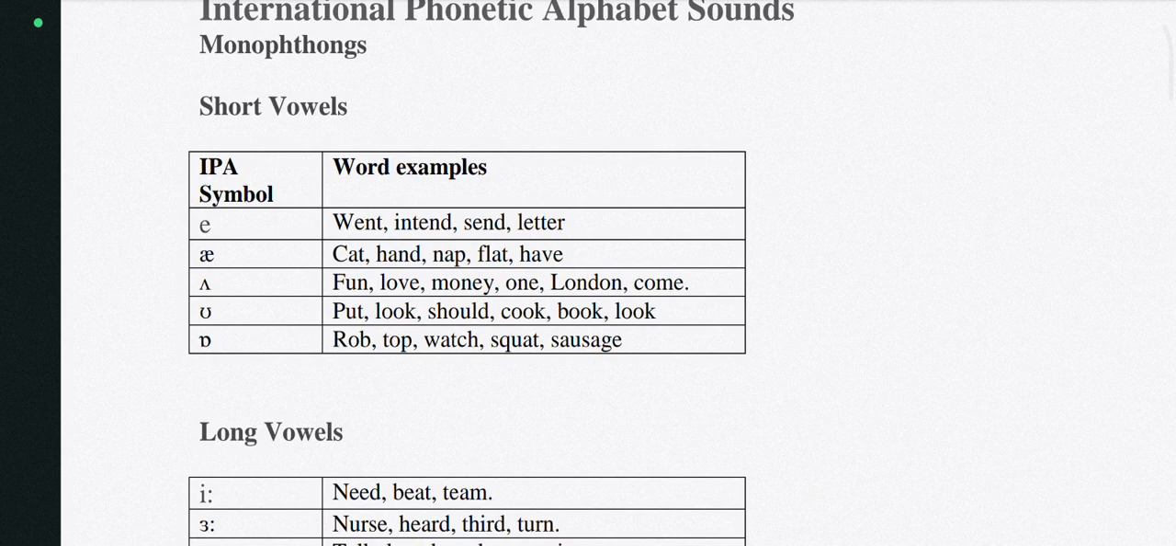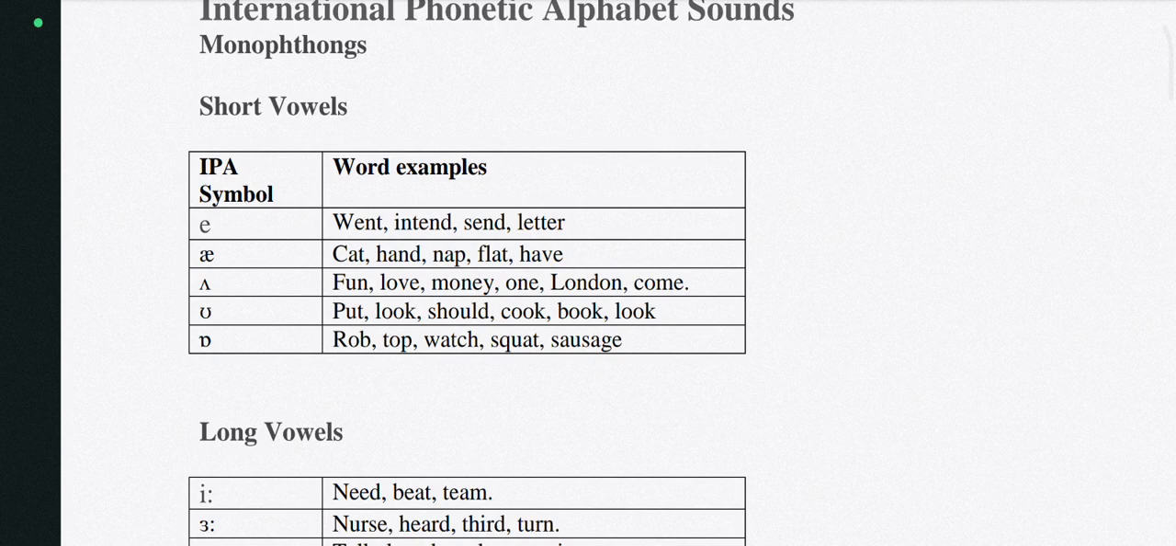Now you look at the second one. What is that? It is a, as in apple. Okay, so went and apple have a little difference. Went is shorter than apple, a. Okay, so how do you write that? You see the symbol, you have to learn how to write it. Okay, and where all does it come? You see, you have the examples given on the right hand side. Cat, hand, nap, flat, have. So all these words have a sound, as in apple, cat, hand, nap, flat, have.